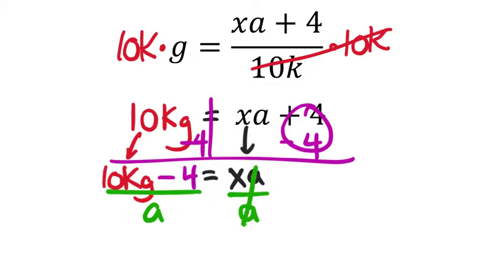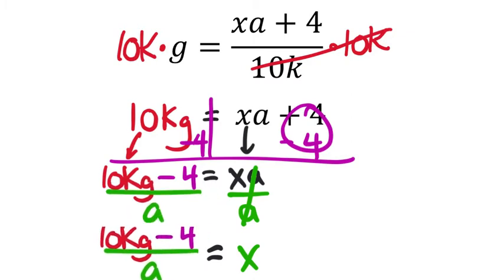So I'll phantom 1 that a right there, and I'm left then with just x equals, well, everything there on the left. So this stuff. Okay, so x equals 10 kg, that's 10 times k times g minus 4, all over a. How will you show that in the homework? You'll have to put this in parentheses, and then you'll put a slash a.